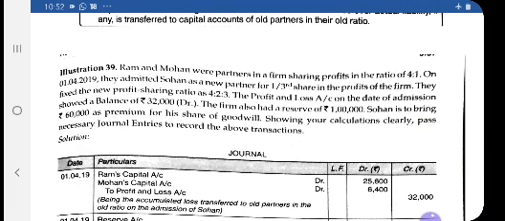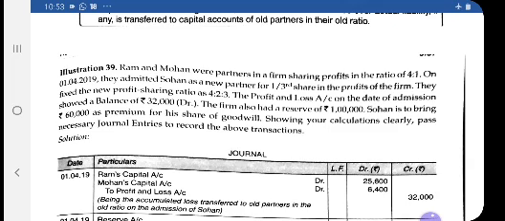Why? Let us see the question first. The profit and loss on the date of admission showed a balance of 32,000, and in brackets it is written debit. Debit means it is a loss. If here it was written credit, then it would be a profit, otherwise it is a debit balance, which means it is a loss. And the firm also had a reserve of 1 lakh. Sohan is to bring 60,000 as a premium for his share of goodwill. Now showing your calculations clearly, pass necessary journal entries to record the above transactions.